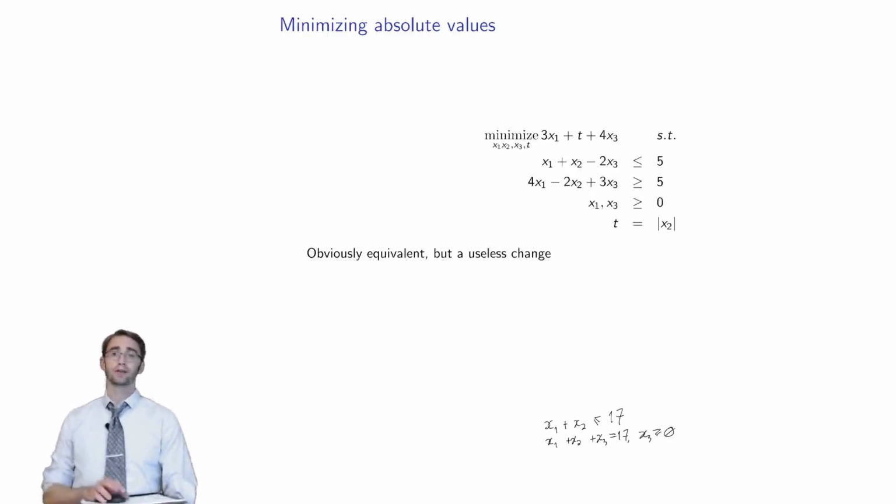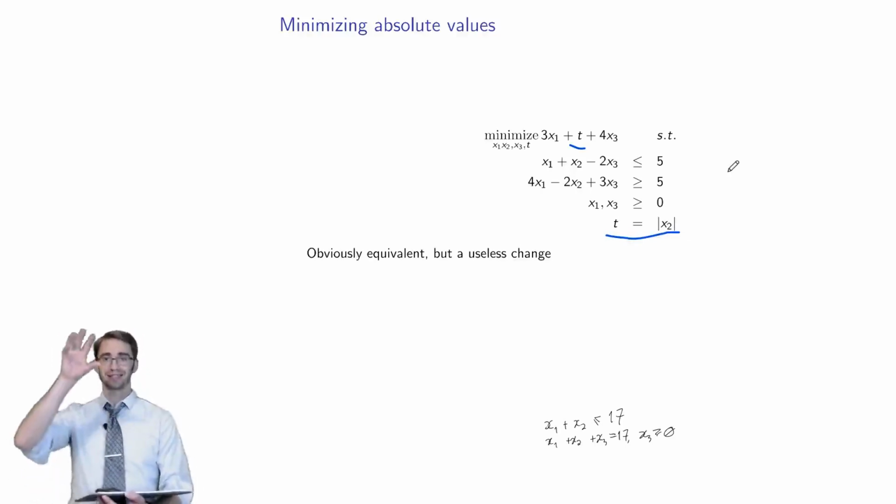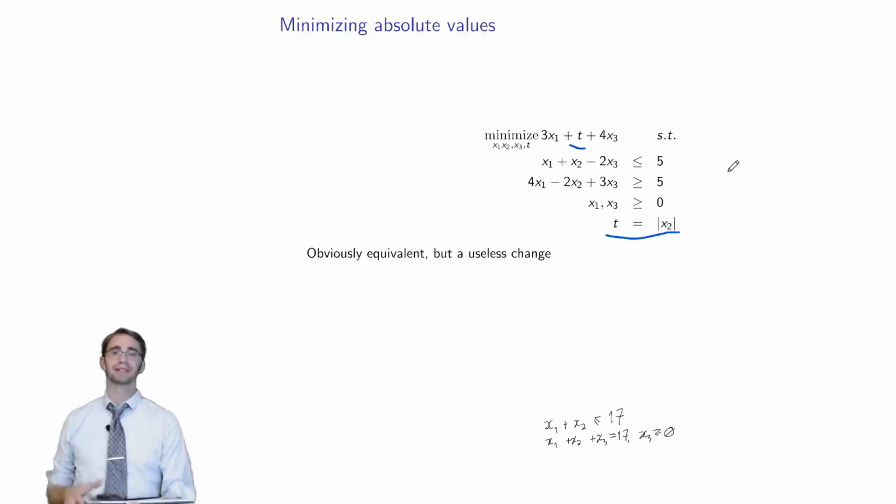The first thing you do, I'll do something that is totally of no consequence. I'm going to say, well, instead of absolute value of x2, I'm just going to write the letter t. I'm going to introduce a new variable there, t. And I'll say, oh, by the way, t is equal to the absolute value of x2. A useless change, right? I haven't done anything there. There's no content to that. I've just taken a t and I've set that equal to this term that's bothering me.